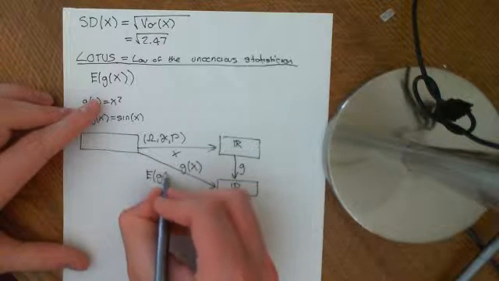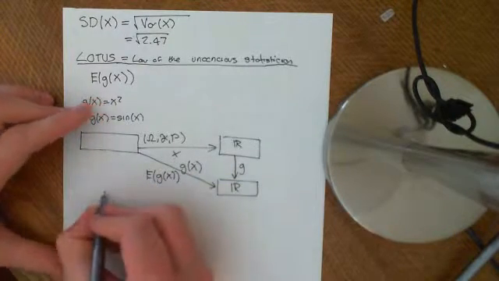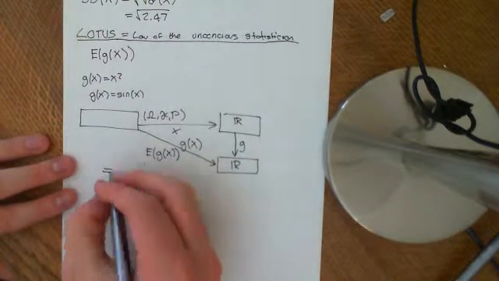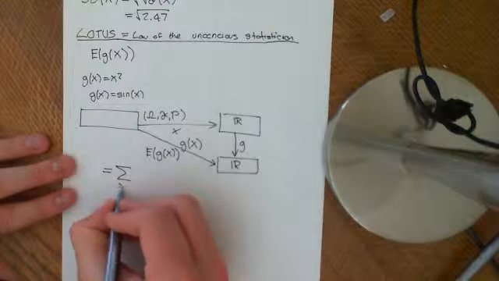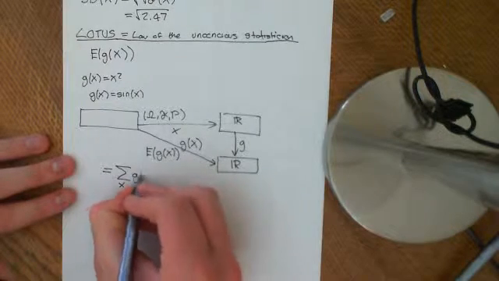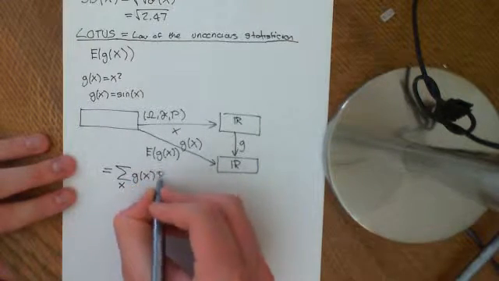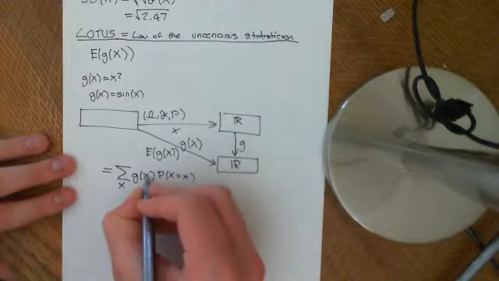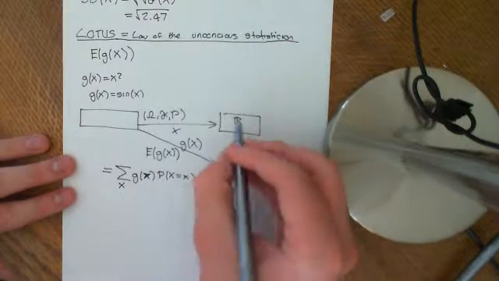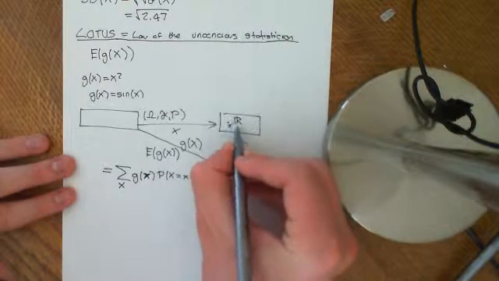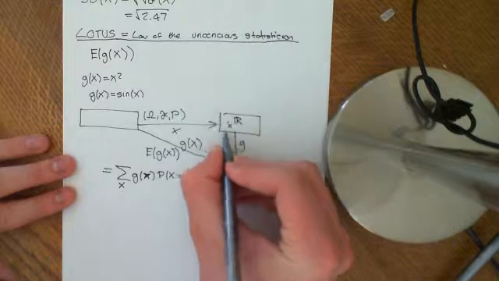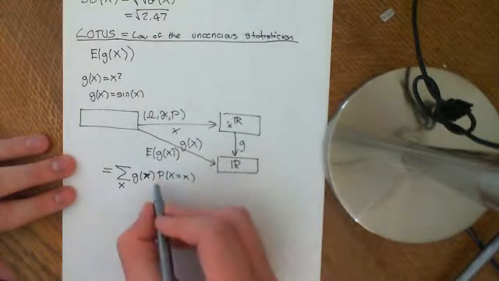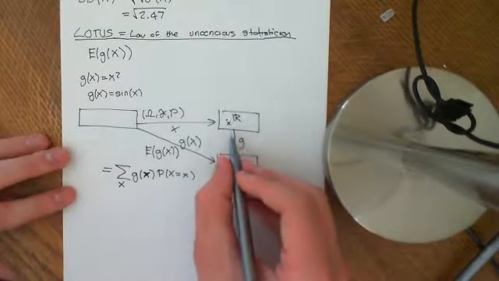If we want the expected value of g of x, then the law of the unconscious statistician says that this is equal to the sum over all possible values of x, g of x times the probability that x is equal to little x. So this is little x here. You basically take each little value of x in this bit here, you take g of that value, so you take what value it's being mapped onto, and you times it by the probability that x was equal to little x here.